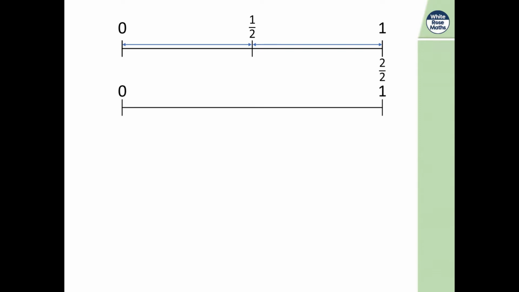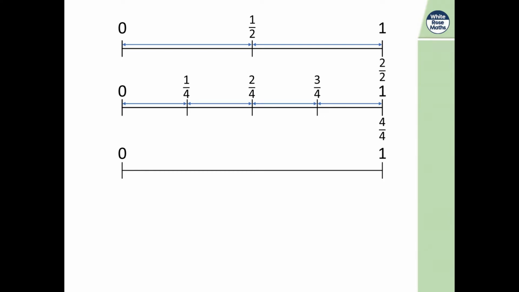Now let's have a look at this number line. I'm going to divide this equally into 4 sections. To count across, you've got 4 equal sections. Each one is worth 1/4. Let's count along the number line. We have 1/4, 2/4, 3/4, and then 4/4, or the whole line.